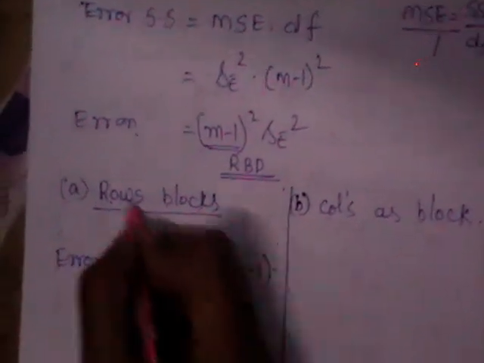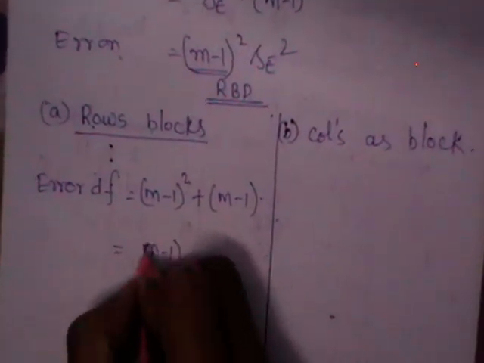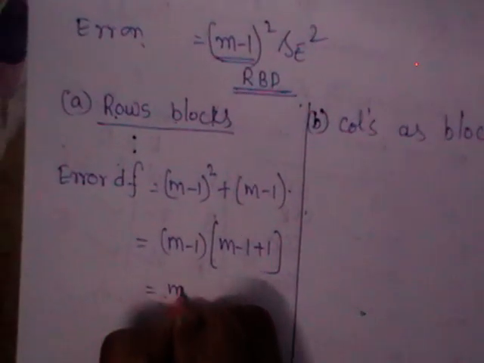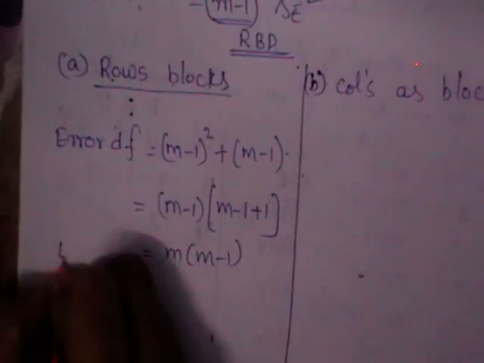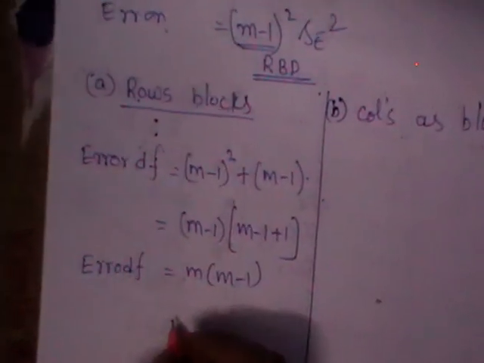That row should be added here for the error. So by adding these two, if m minus 1 is taken out, you get m minus 1 plus 1, which is nothing but m into m minus 1. This stands for error degrees of freedom under RBD. Got it, girls? Up to here it is LSD.